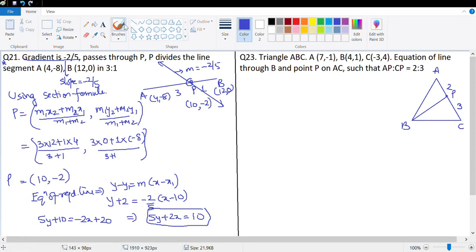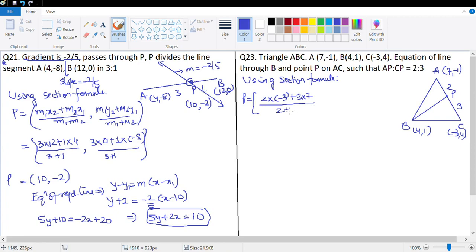Perfect. So let's start. First, is the gradient given? No, the slope is not given, so we will have to calculate the slope as well. This is (4, 1) and this is (-3, 4). So let's first calculate the point P using the section formula. P will be equal to m1 x2. A is the first point, right? So m1, which is 2, into x2, which is negative 3, plus m2, which is 3, into x1, which is 7, upon 2 plus 3, and the y coordinate would be m1 into y2, which is 4, plus m2 into y1, which is negative 1, upon 2 plus 3.